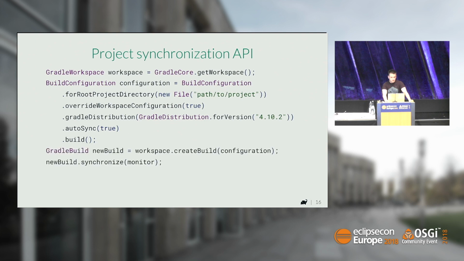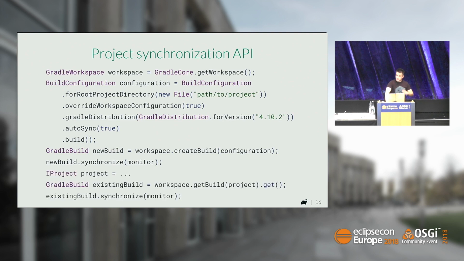And with this configuration, I can say, well, okay, create a build with this configuration, which gives you the Gradle build reference to the Gradle build. And this one doesn't do anything alone, it's just a reference to a Gradle build. And if you call synchronize on this build, that's when the synchronization happens.